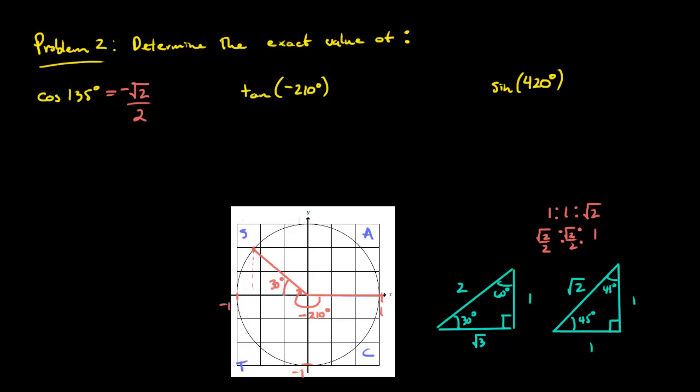Now, what I can do here is, in this quadrant, I know that the tangent ratio is negative. So I'm going to put a negative here. And the magnitude of the ratio of the y value divided by the x value is going to be the same as the ratio of 1 over root 3, the opposite divided by the adjacent in my 30, 60, 90 triangle. So the tangent of minus 210 degrees is equal to minus 1 over root 3.